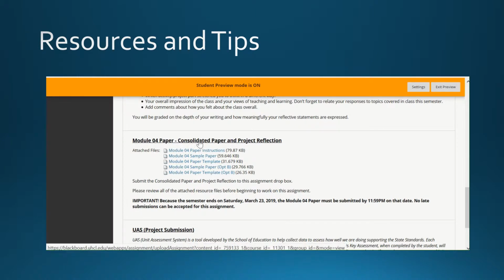So you'll use this link, Module 4 paper, consolidated paper and project reflection. That's where you're going to submit your work. It's where you're going to turn in your paper when you're done. Please do note the date down here. This, of course, is for the spring 2019 semester. In later semesters, you'll want to pay attention to the date for that particular term.